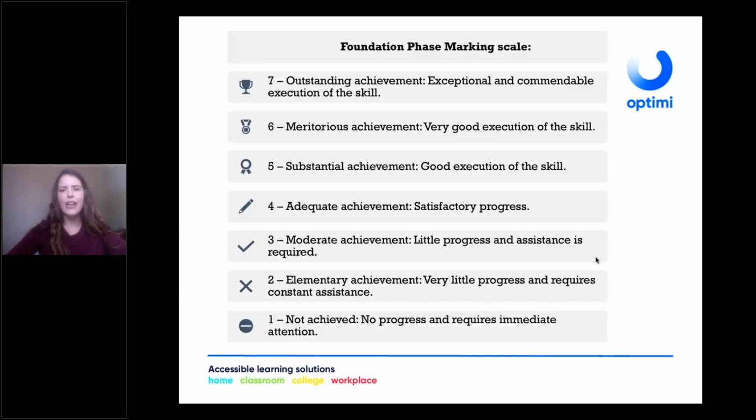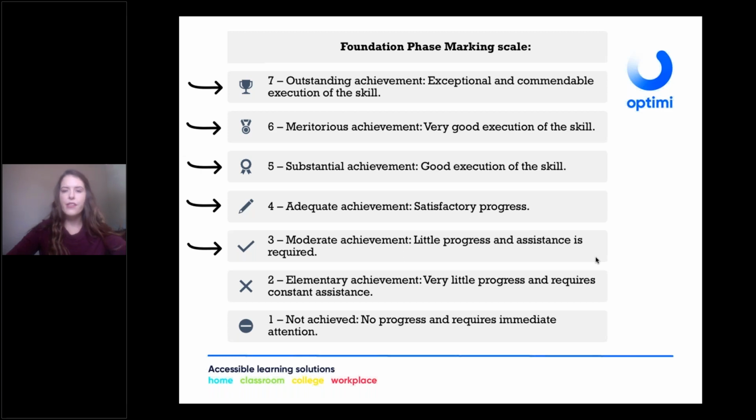So let's just quickly have a look at the 7-point marking scale that I referred to. This we use throughout the foundation phase. So a 7 is the outstanding achievement. 6 is very good. The child is able to accurately execute the skills. Number 5, good execution of skills. Number 4 is satisfactory, adequate achievement.